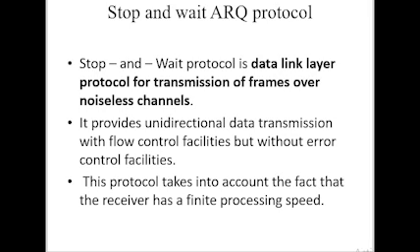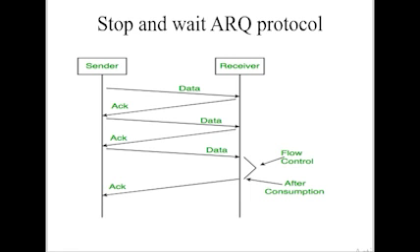Stop and wait ARQ. Stop and wait ARQ is a data link protocol to transmit frames over noiseless channels. It provides unidirectional data transmission with flow control facilities but without any error control facility. This protocol takes into account the speed of the receiving process. This is the sender and receiver. So we can enable the sender and receiver to transmit data simultaneously.